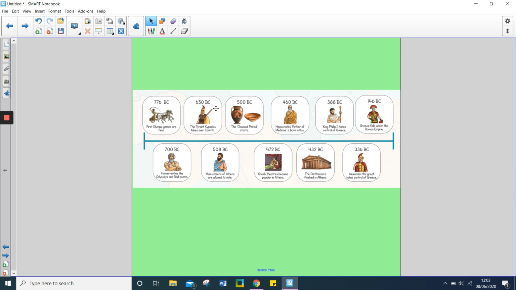650 BC, the tyrant Kypselos takes over Corinth. 508 BC, male citizens of Athens are allowed to vote. 500 BC, the classical period starts. 472 BC, Greek theatres become popular in Athens. 460 BC, Hippocrates, father of medicine, is born in Kos.